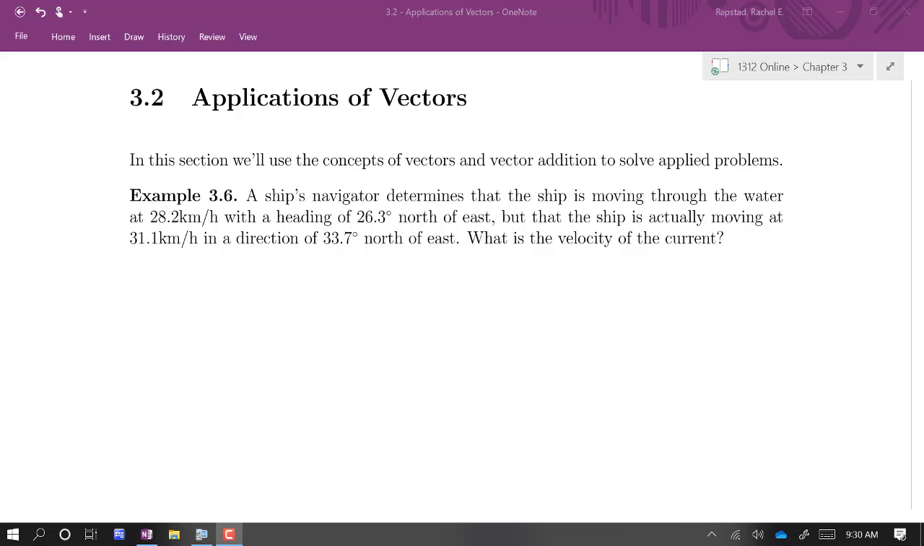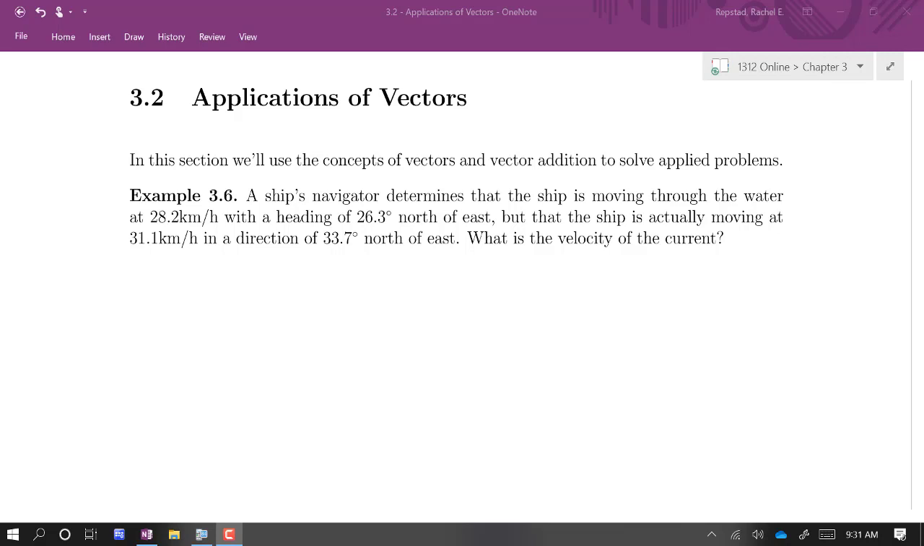All right, we're going to do a couple of application problems in this section. Vectors are everywhere. Displacement, velocity, and acceleration are all vector quantities, as is force and tension. So you see vectors, vector applications a whole lot in physics. We're going to do a couple of examples in this section.